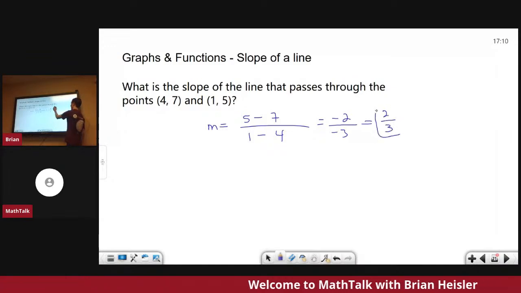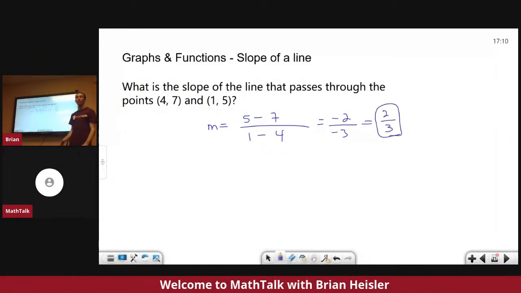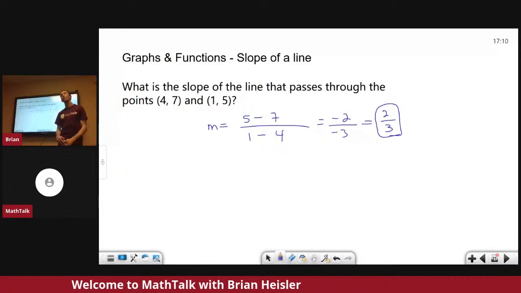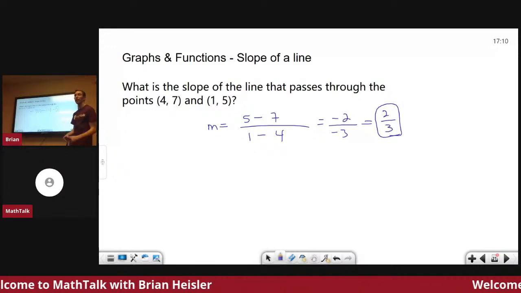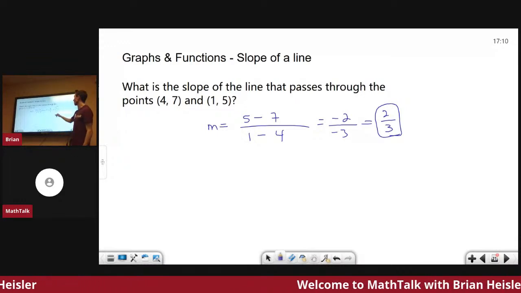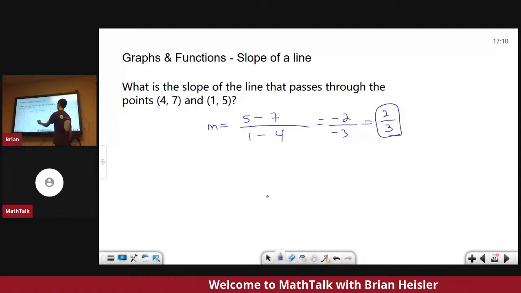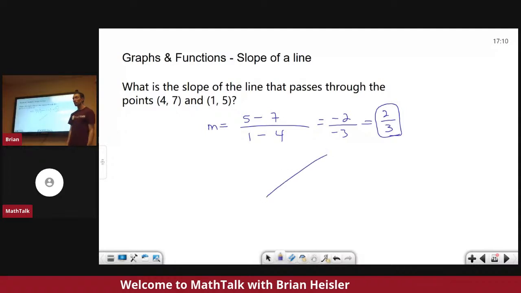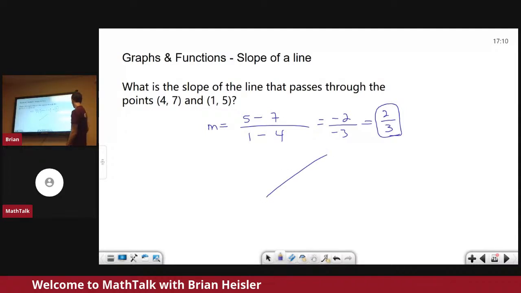2/3. I changed it to a positive because any negative divided by a negative is a positive. Also, any negative times a negative is a positive. So 2/3, it's a positive slope, which means it looks something like that. If I were to graph these 2 points, I would see that.